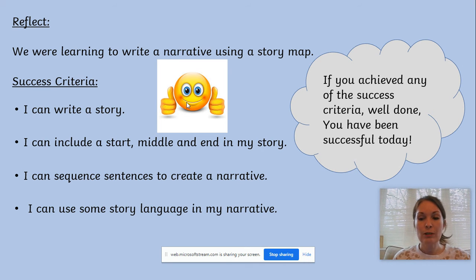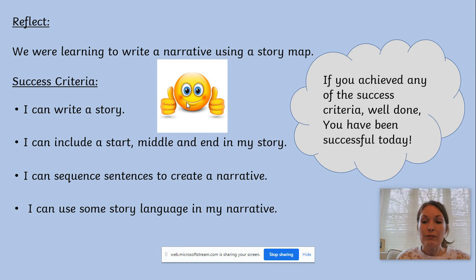Remember, some children will have written this down themselves, and that's super. But if your child was able to tell you a story in their own words with a beginning, a middle, and ending that made sense and followed on the ideas from their story map, but you wrote it, that's okay too, because the idea was that they could tell a narrative, so they have been successful as well.